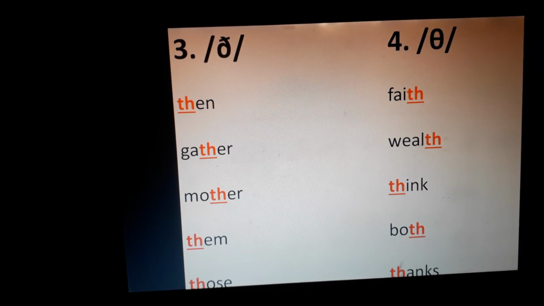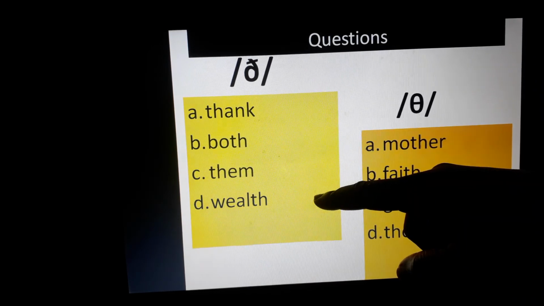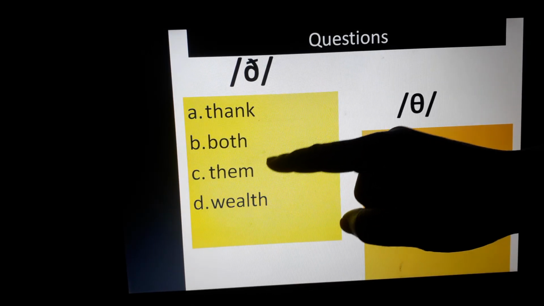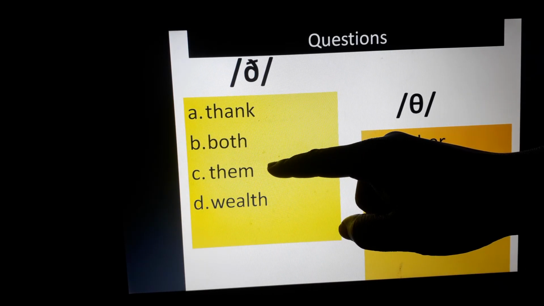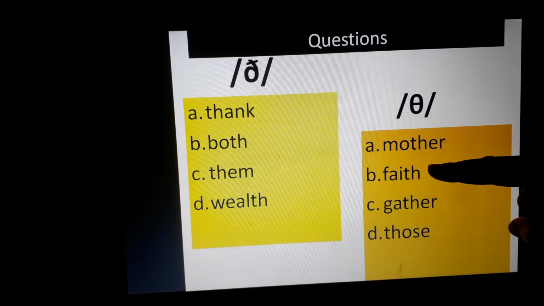So let's look at the exercise. What's likely to be our answer here? Very good. If you chose them, that's correct. How about here? Very good. If you picked faith, that's equally correct.